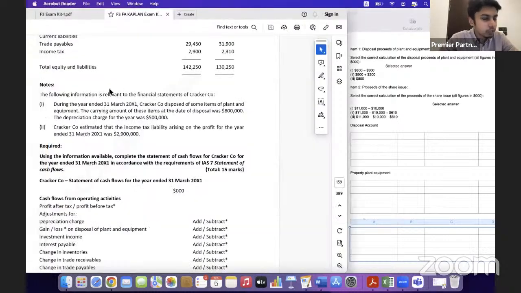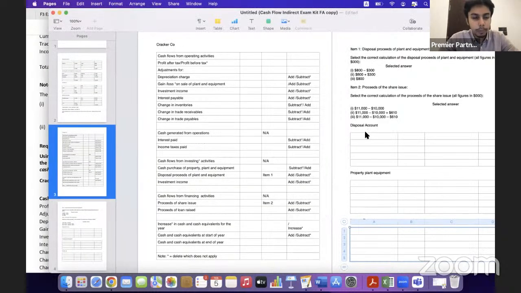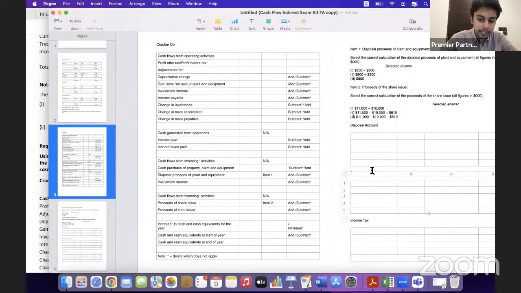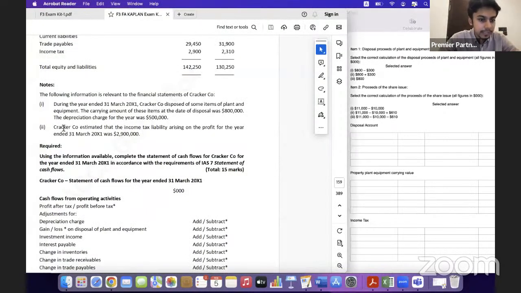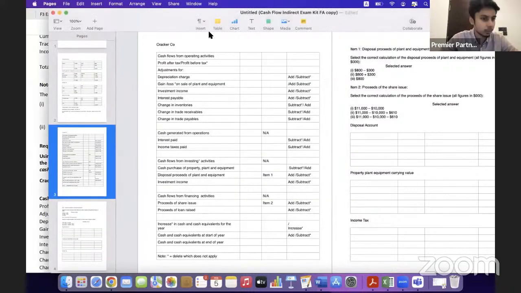Right, next one. So guys, remember, if you do open a disposal account, please open a property, plant and equipment account also. So always guys, remember, in our exam, PPE will be at what value? It will always be at carrying value, one single line. Okay, it will always be at carrying value. Right, then guys, next one. Cracker Corporation estimated income tax. Because the next adjustment is about income tax, I have drawn the income tax account.